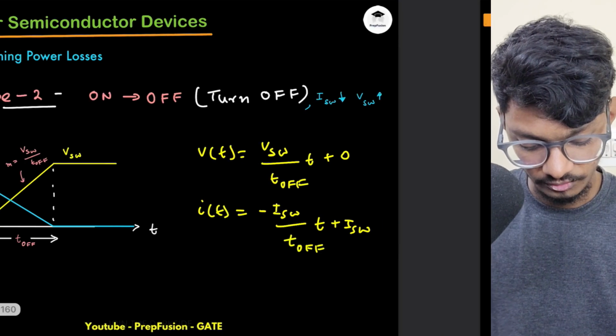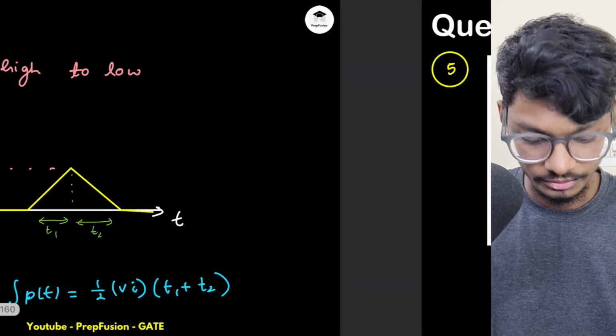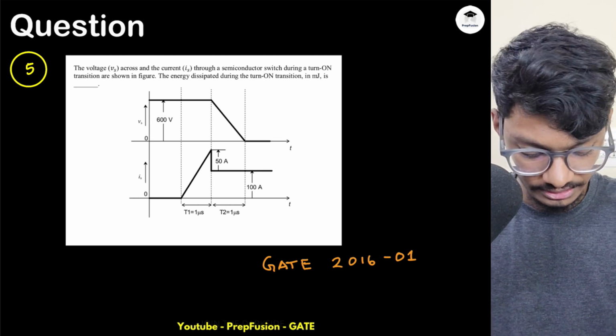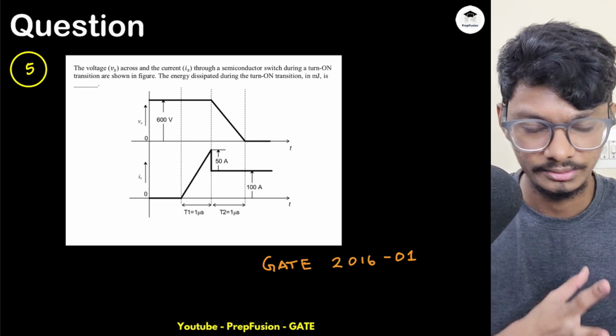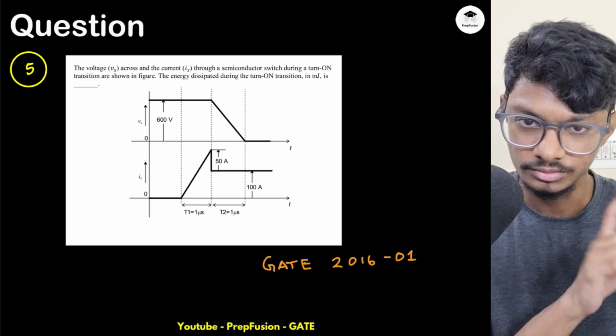So next we were discussing switching power losses, and I solved one question, and this question I gave you as homework. Let's solve this fifth question. In this again, you will see I will try to use minimal formulas. I will try to solve with basics. Even though I have derived formulas for this, I will use as few of them as possible.